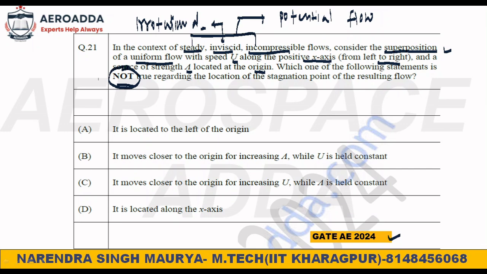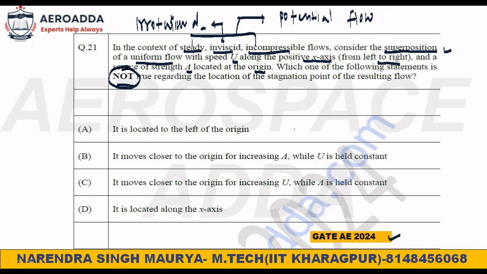Sometimes you will be in a hurry and may go wrong, so find what is true. Even though all the answers will be true, only one will be wrong that time. Anyone you get, you will think, okay, this is correct, and you will click and go ahead, and that time also you may lose the marks. So please read nicely. Okay, true regarding the location of the stagnation point of the resulting flow.